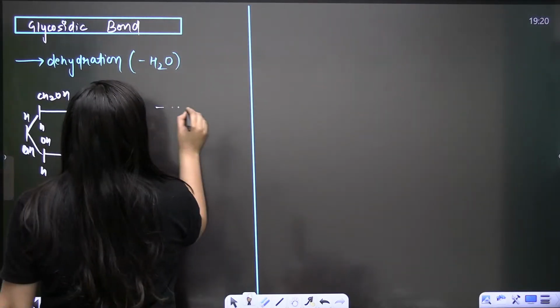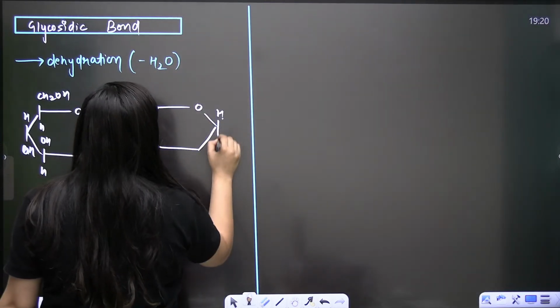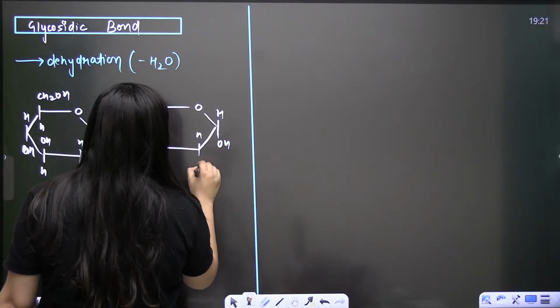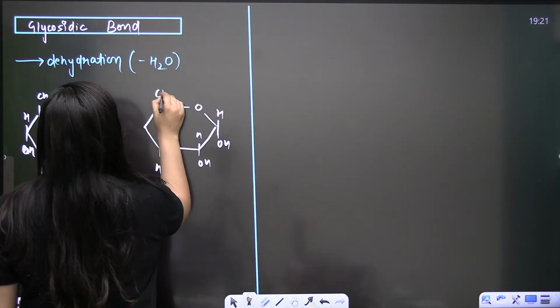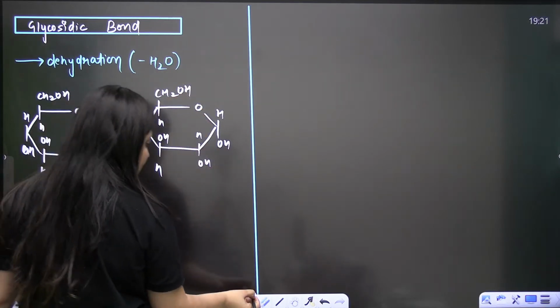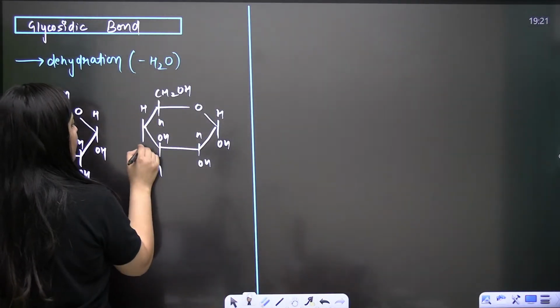So Jasween, take the example of two glucose molecules. I'm not specifying any alpha, beta now. I'm just giving you this example generally, because we need to understand the glycosidic bond formation here.